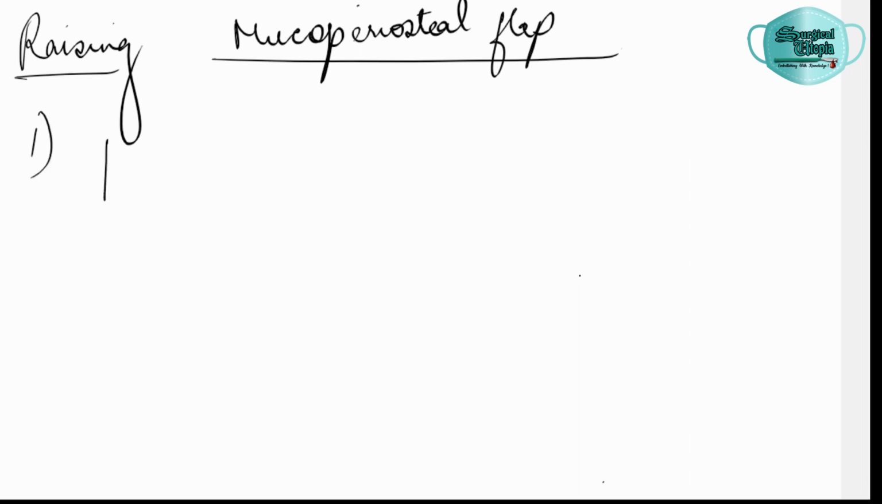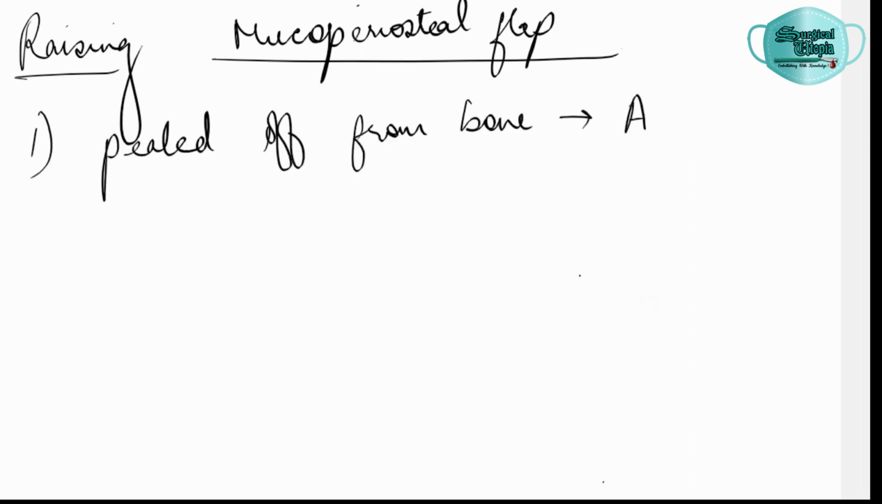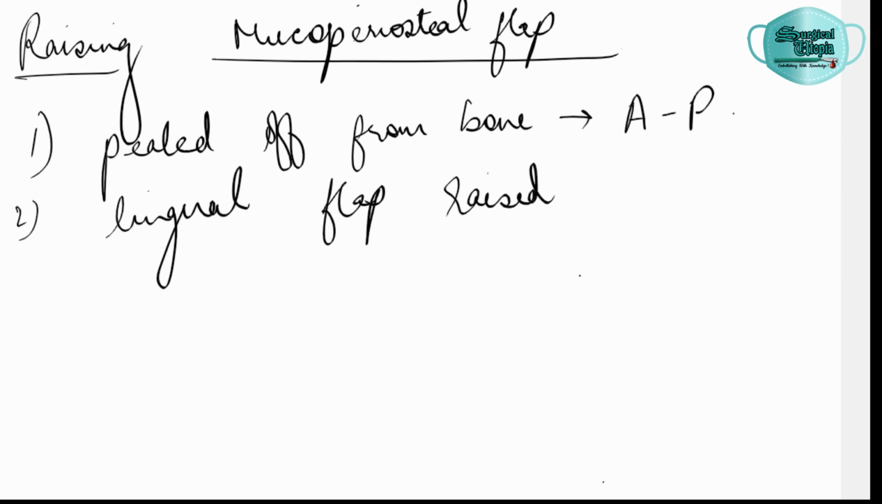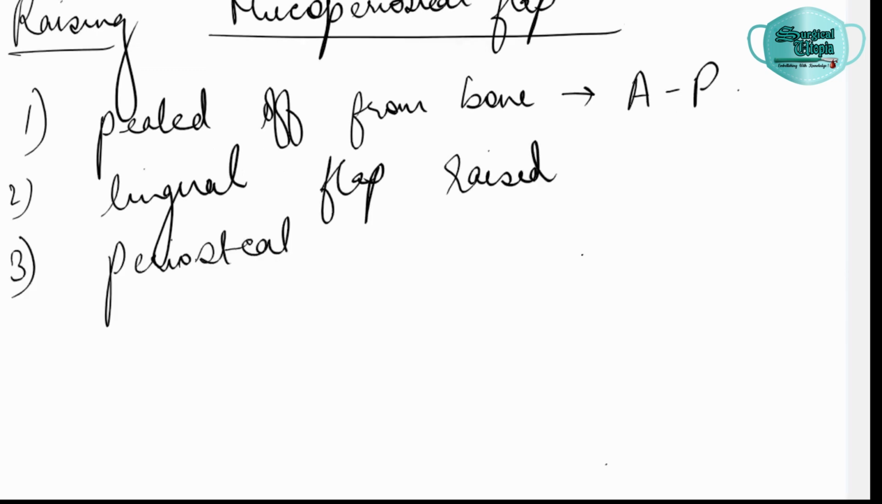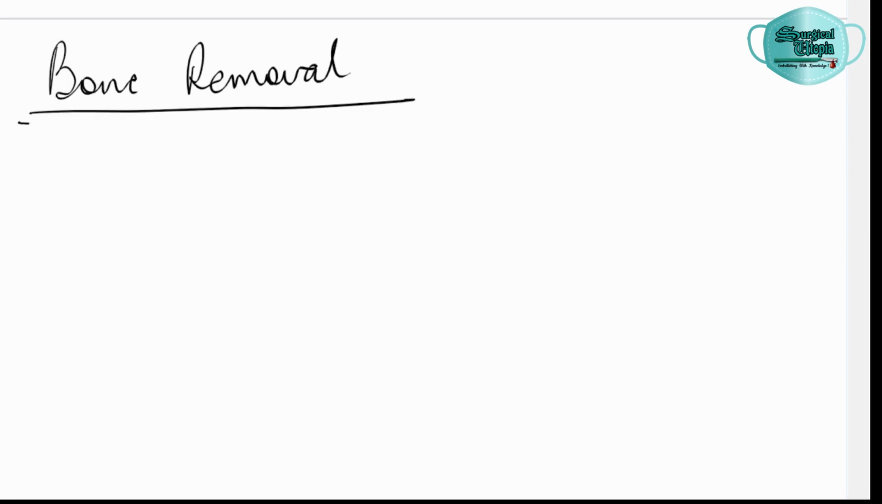It should be peeled off from bone in an anterior to posterior direction. Then the lingual side of the flap should also be raised, and during the raising of the flap, the periosteum should always rest on the bone in order to prevent the tearing of the flap. Coming to the next topic, that is the bone removal. This is also very important.